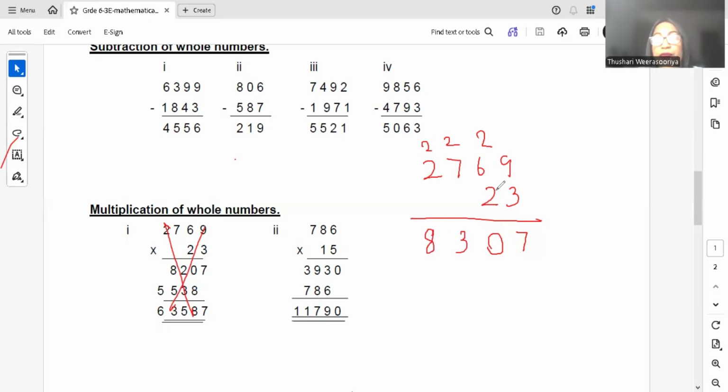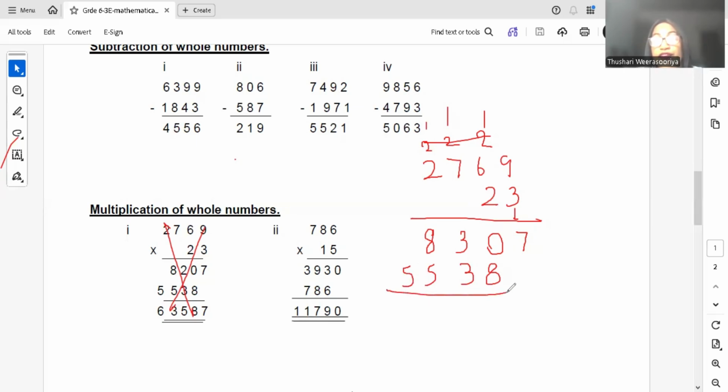Now we'll go to the next number, multiply by 2. See, when I started with 3, I wrote the answer under 3. Now I'm going to start with 2. 2 times 9 is 18. I'm writing it under 2. 1 is remaining. 2 times 6 is 12, plus 1 is 13. 1 is remaining. 2 times 7 is 14, plus 1 is 15. 1 is remaining. 2 times 2 is 4, plus 1 is 5.